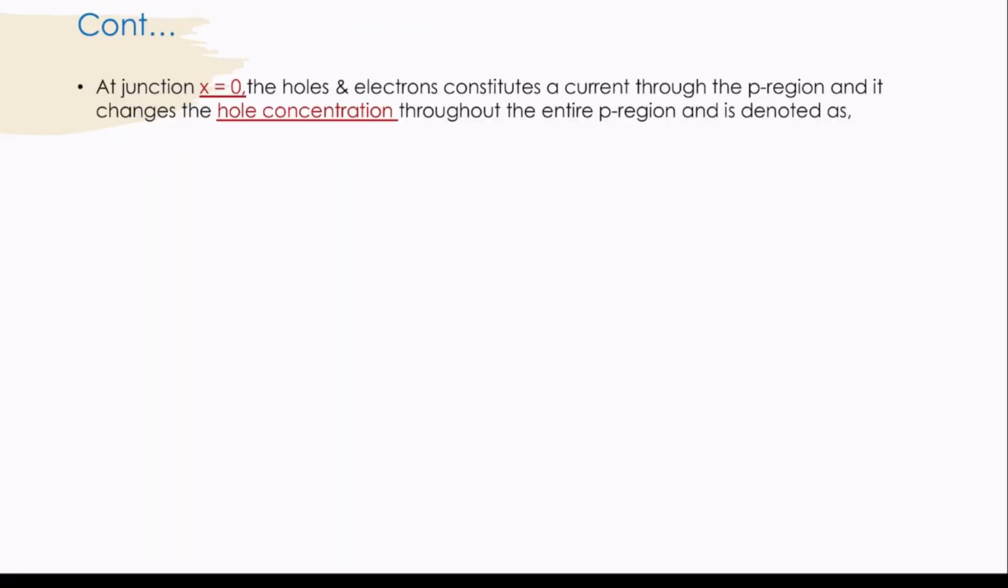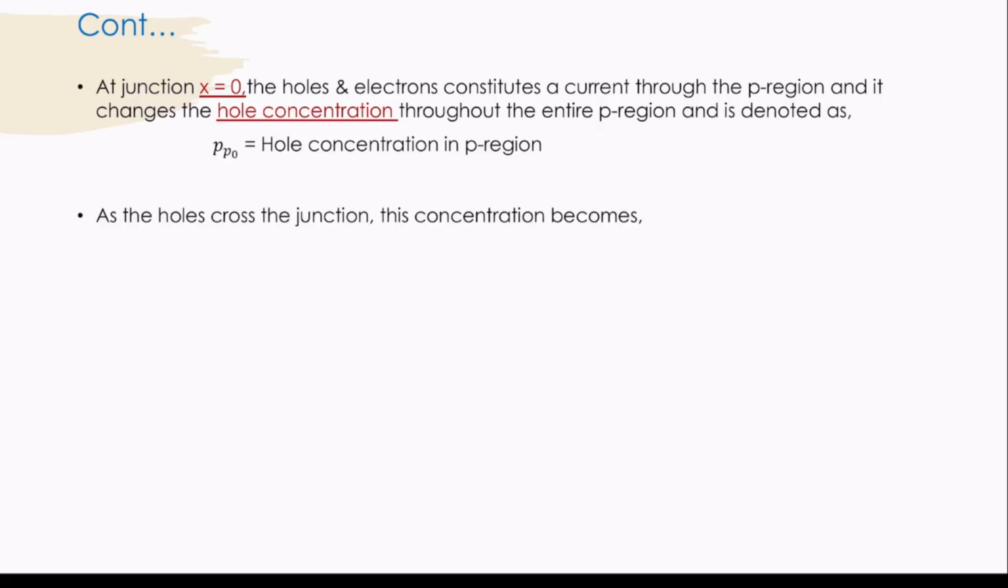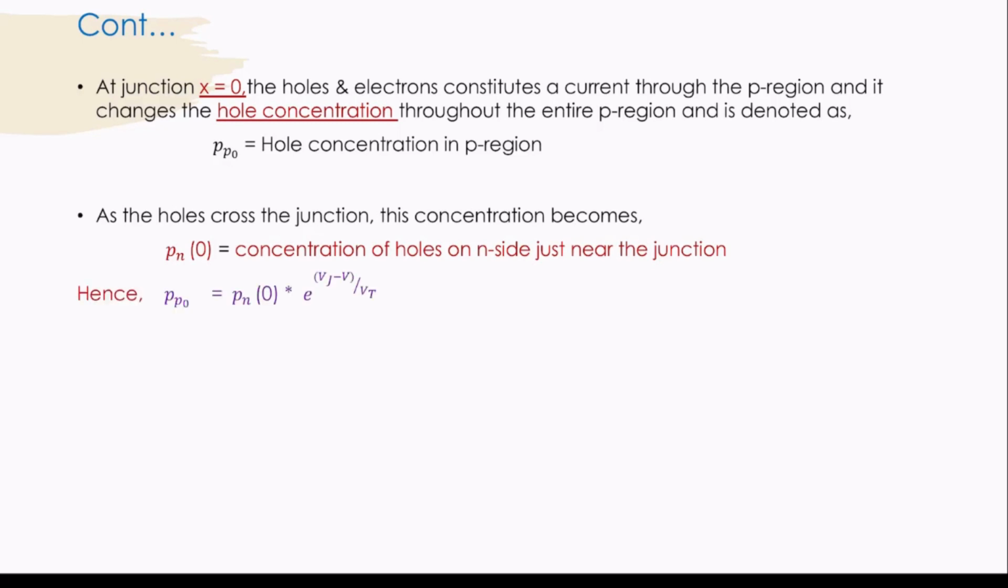Now at the junction, that is at x is equal to 0, the holes and electrons constitute a current through the P region, and it changes the hole concentration throughout the entire P region, and it is denoted as Pp0, which represents the hole concentration in P region. And as the holes cross the junction, this concentration becomes Pn of 0, which represents the concentration of holes on N side just near the junction. Hence, Pp0 is equal to Pn of 0 into e to the power of Vj minus V by Vt. Let it be equation 2.